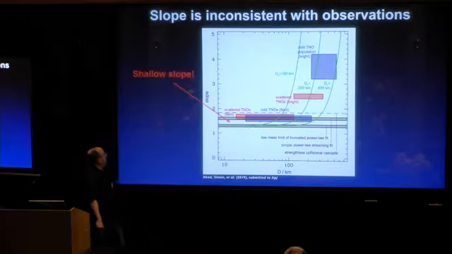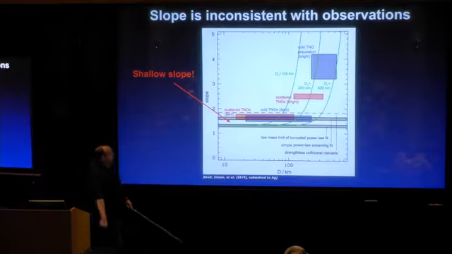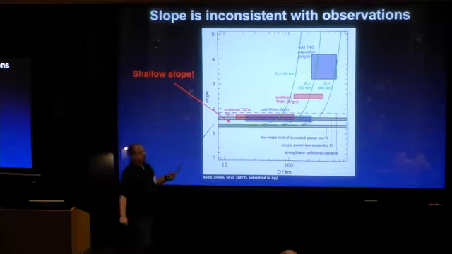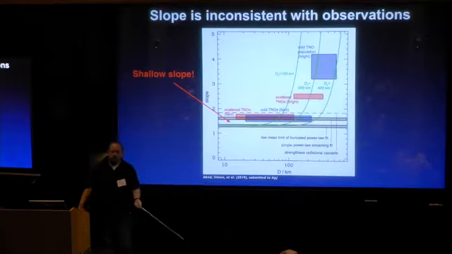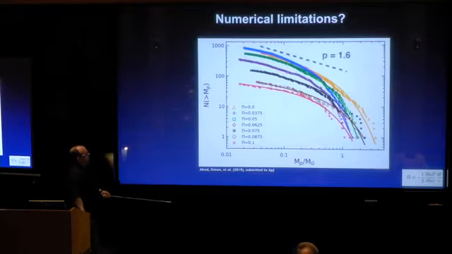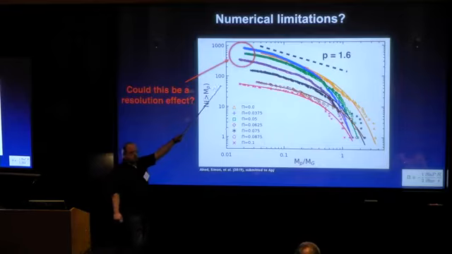A shallower slope in our simulations compared to observations suggests, unless the observations are wrong, which is possible, that maybe something is wrong in our model. One possibility, and I'm putting both of these up here, is that maybe there's a resolution effect at the lowest mass end. It's somewhat speculative, and we haven't looked into this yet.